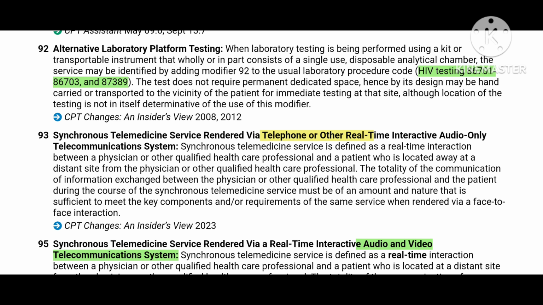Next is 93 and 95. 93 is for synchronous telemedicine service rendered through telephone. That means we are giving a telemedicine consultation to the patient through phone call. Through a telephonic conversation, you can use modifier 93 with the E/M codes.